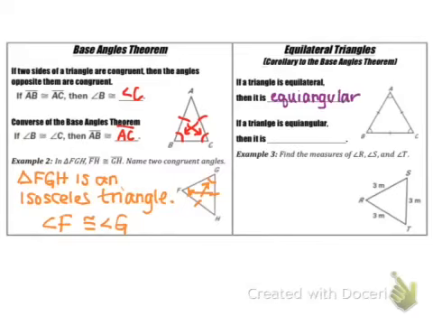Wow, I can't even read that. It originally said equilateral, so then we can say it's equiangular. All right, and vice versa. If the triangle is equiangular, then we know that it is equilateral. So it works back and forth.